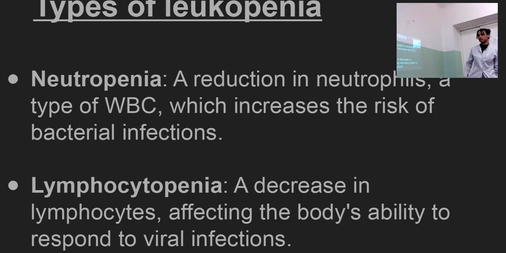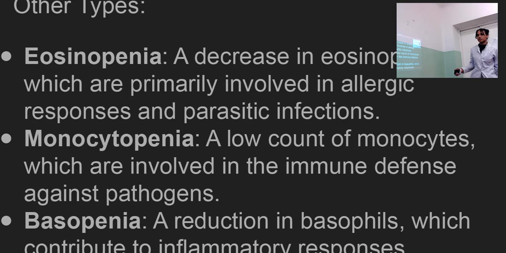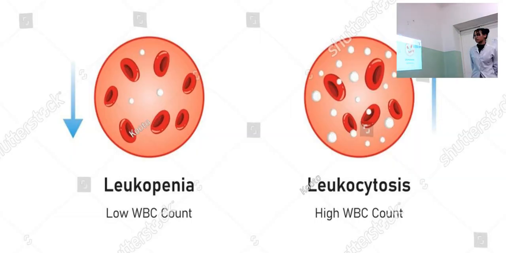Then we have types of leukopenia. As the name suggests, we have neutropenia, which is decreased neutrophils. Neutrophils are a type of white blood cells, and it increases risk of bacterial infections. Lymphocytopenia is decreased lymphocytes, increasing risk of viral infections. Then eosinopenia, decreased eosinophils, which are involved in allergic response and parasitic infections. Monocytopenia is decreased monocytes, involved in immune defense against pathogens. Basopenia is decreased basophils, which contributes to inflammatory response. Then this is leukopenia and leukocytosis, but we're talking about leukopenia.